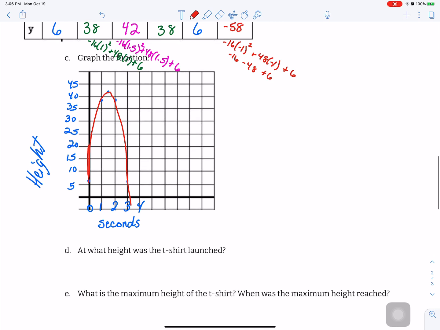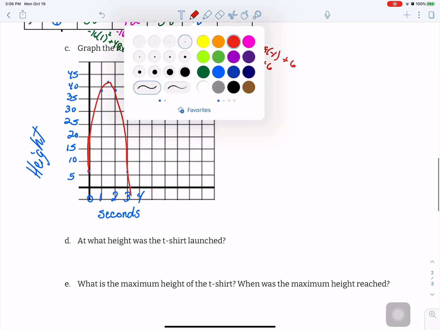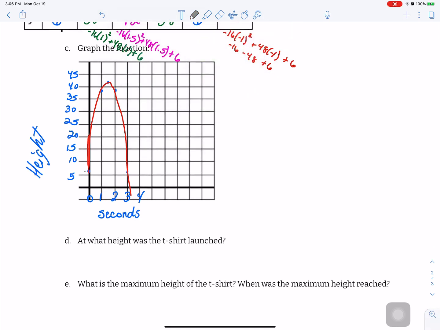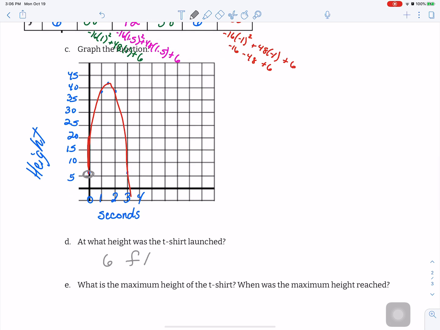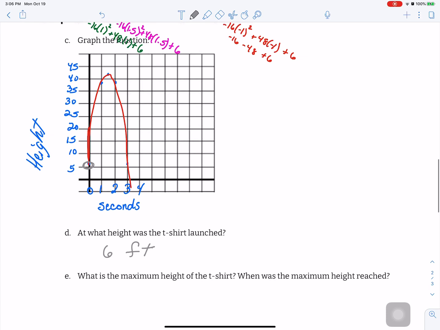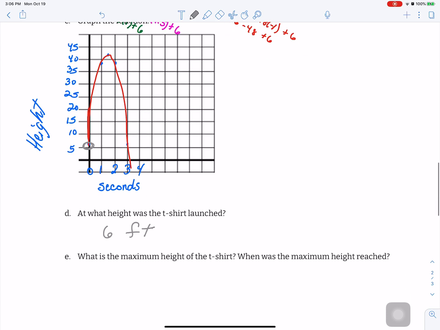At what height was the t-shirt launched? That t-shirt launching is going to happen at my y-intercept. So that's going to happen right here. And it's going to be launched at 6 feet when x is 0. The maximum height of the t-shirt was 42 feet. And it happens at the axis of symmetry.